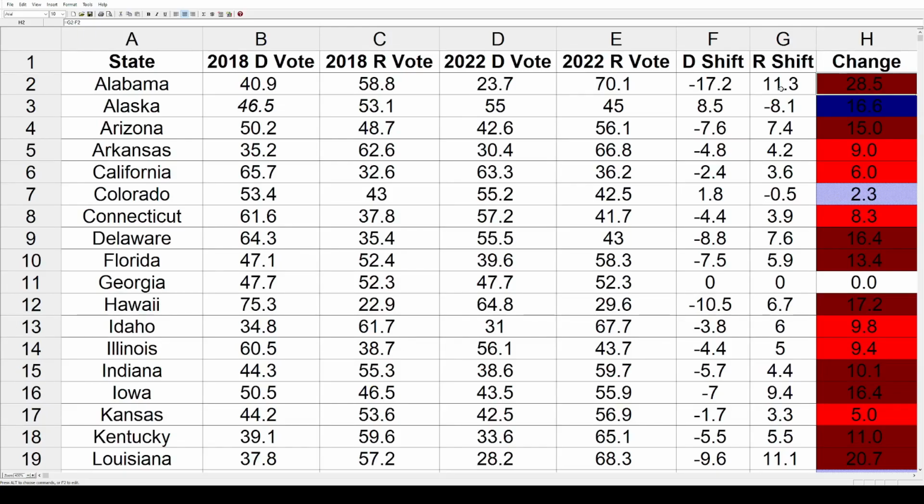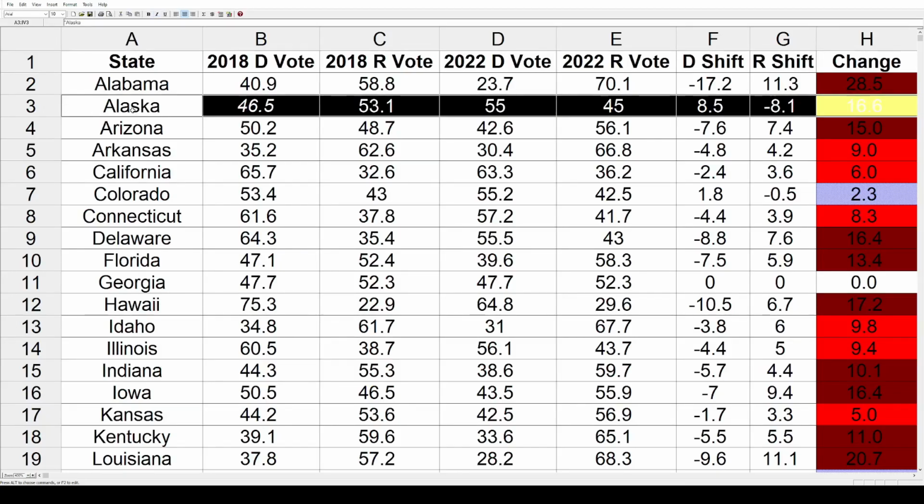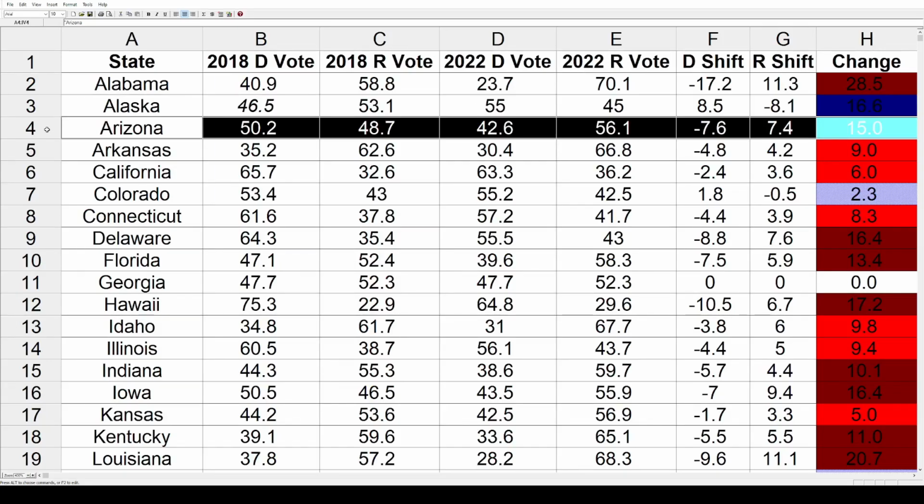But now we know how this works, so let's move along to Alaska. That, I have in italics there, that was an independent candidate in 2018. And now with the ranked choice voting, the Democrats were able to flip and pick that seat up, and that actually shifted in the opposite direction of Alabama. That went 16.6 toward the Democrats, and that was the biggest shift of all the states toward the Democrats. So let's move on to Arizona. That went 15 points toward the Republicans.